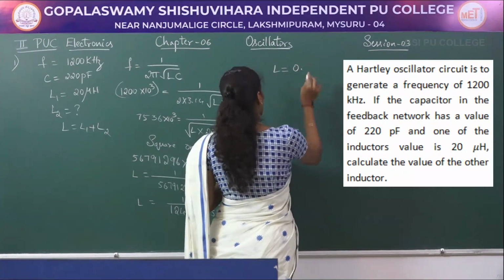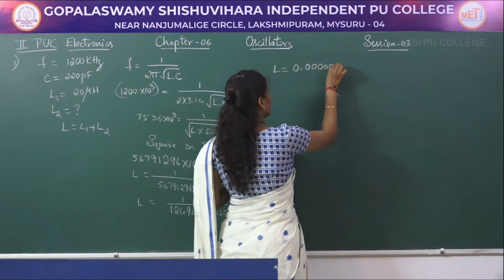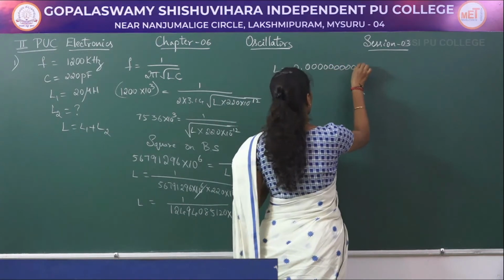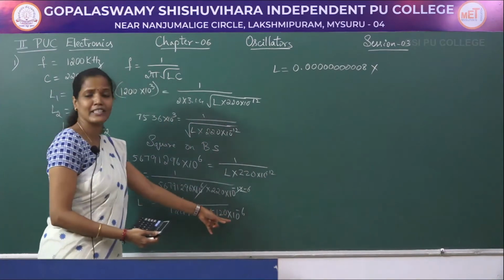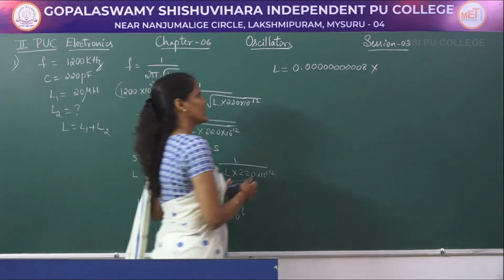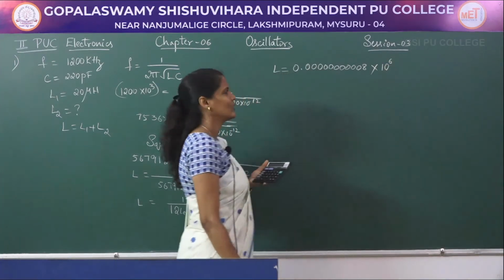Followed by 10 zeros, 1, 2, 3, 4, 5, 6, 7, 8, 9, 10, 8 into 10 to the power of minus 6 is in the denominator. When it goes to the numerator, it is equal to 10 to the power of plus 6.